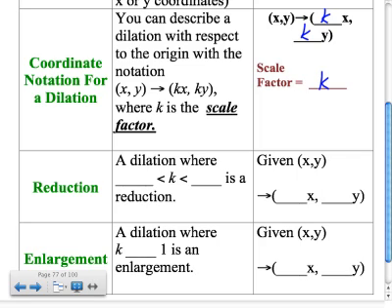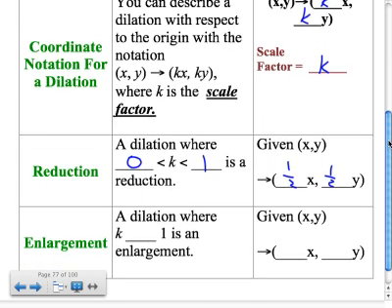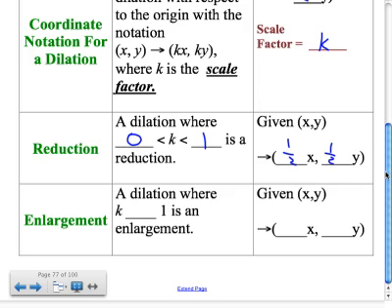A dilation where k is between 0 and 1 is a reduction. Okay, so if (x, y) is given to you and your dilation is 1/2 x, 1/2 y, well then that's clearly going to be a reduction. You're getting smaller. And if k is larger than 1, it's an enlargement. Okay, so if this is 6x and 6y, well clearly you're getting bigger.